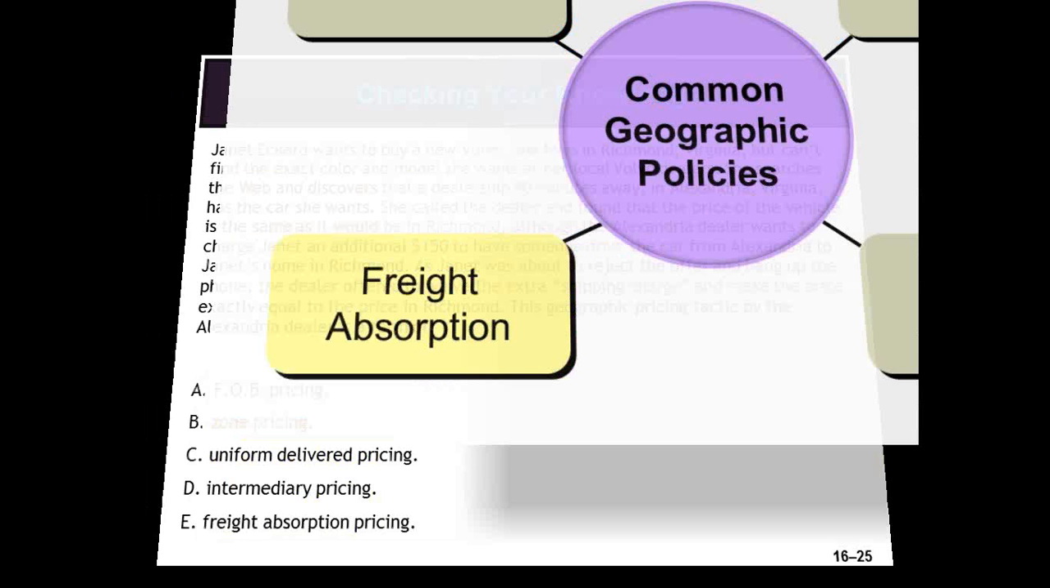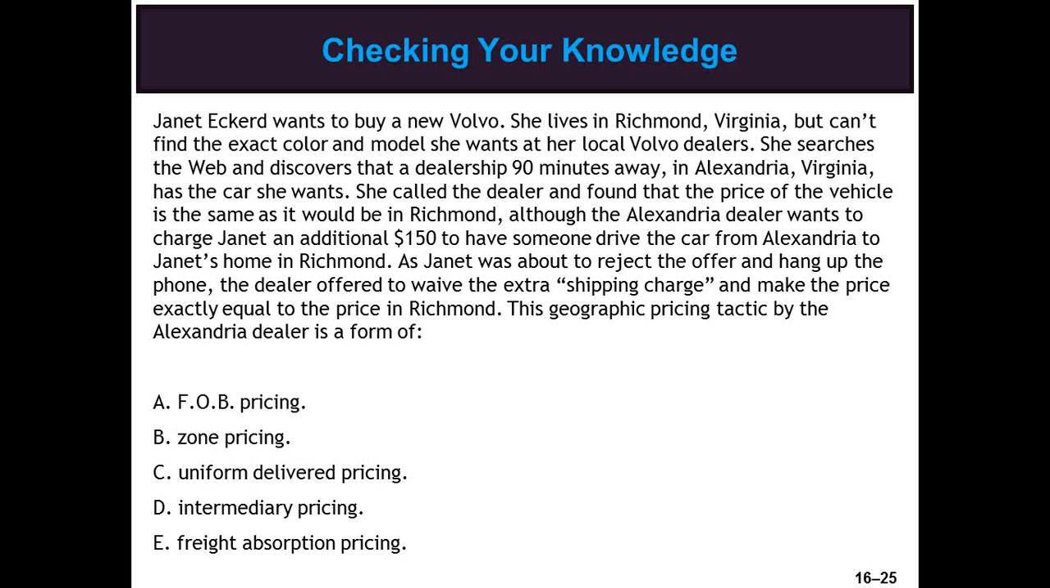She called the dealer and found that the price of the vehicle is the same as it would be in Richmond, although the Alexandria dealer wants to charge Janet an additional $150 to have someone drive the car from Alexandria to Janet's home in Richmond. As Janet was about to reject the offer and hang up the phone, the dealer offered to waive the extra shipping charge and make the price exactly equal to the price in Richmond.